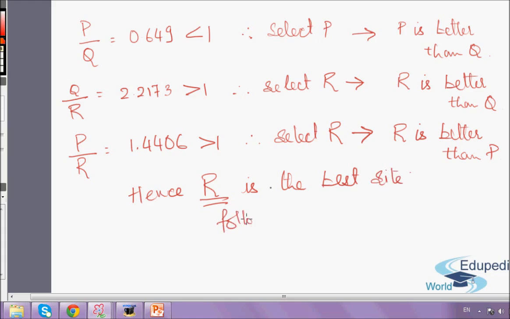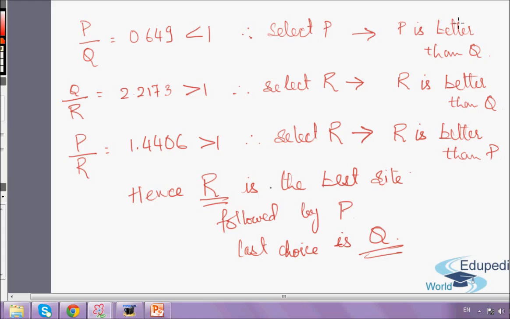by P. Why? Because P is better than Q. And then finally we have the last choice, which is Q. So that's the solution of the last problem.